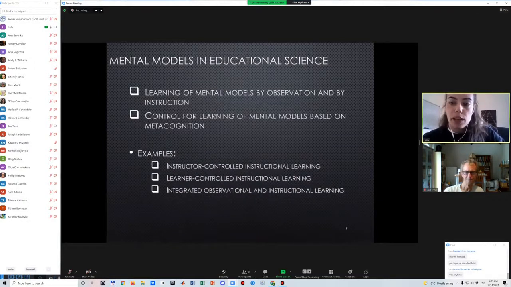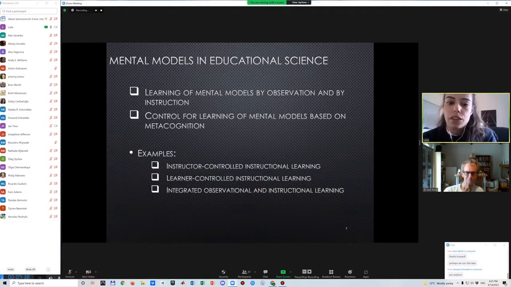We have different ways of learning in our mental models. So it can be either by observation or by instruction. And we can exert control for learning about these mental models based on metacognition. So we have a few examples. There is instructor-controlled instructional learning. So that will be the instructor saying exactly how you're supposed to learn something.